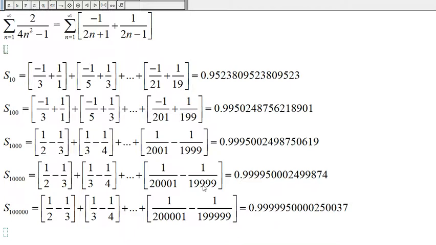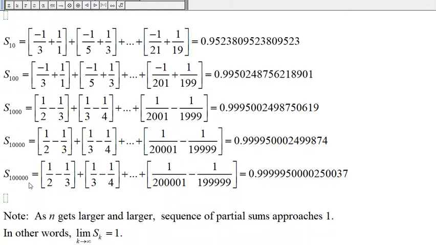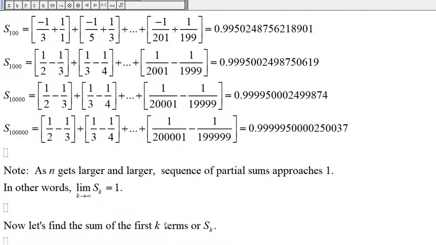And it looks like from this pattern, as n gets larger and larger, the sequence of partial sums, these are called partial sums, is approaching 1. So that's what it looks like. In other words, the limit of s of k as k approaches infinity is 1, just by looking at this pattern. And now let's go find the sum of the first k terms, or s of k, and then we can show that this limit of s of k is equal to 1.